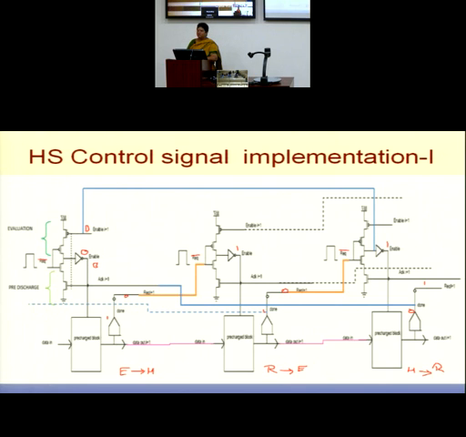I am saying no, I am not going to wait till this signal comes, which is consistent with the pre-charging of this block. I don't wait. I should be able to allow the evaluation of this block to begin the moment this comes into the pre-charge. So what I do, I break this connection. There is no connection connecting these two.